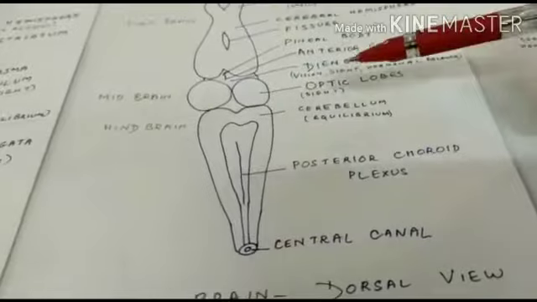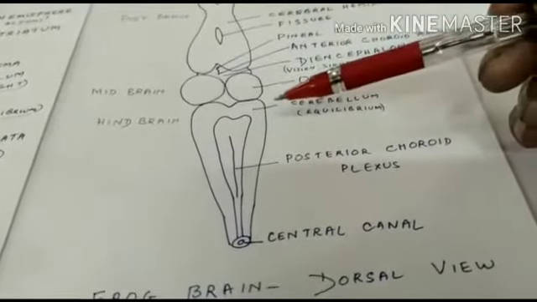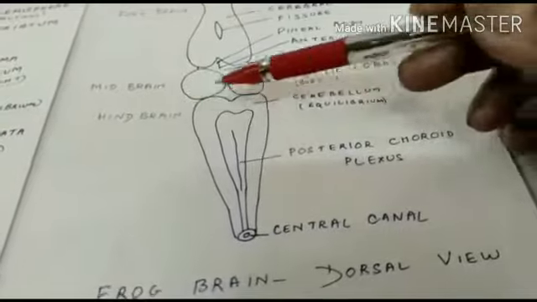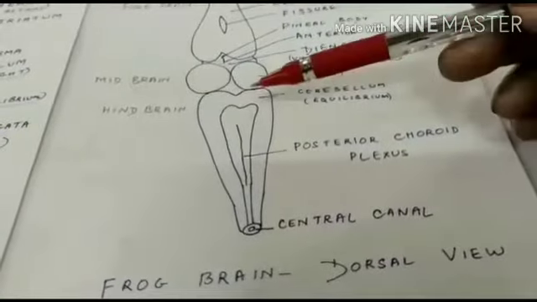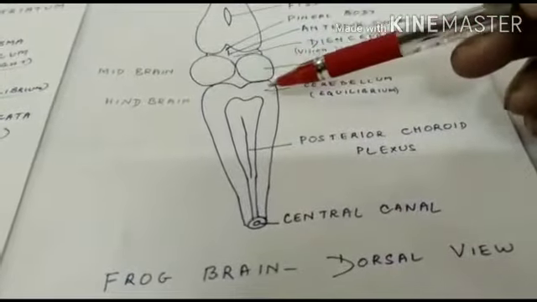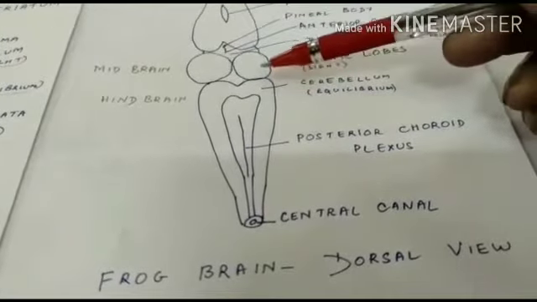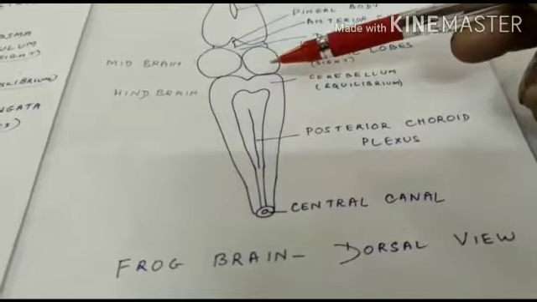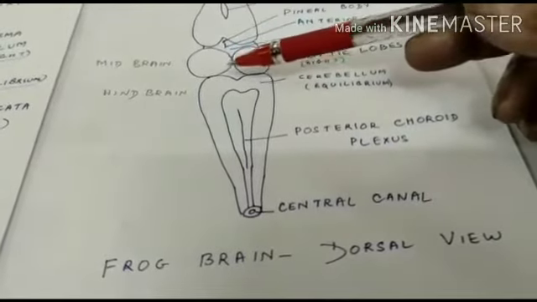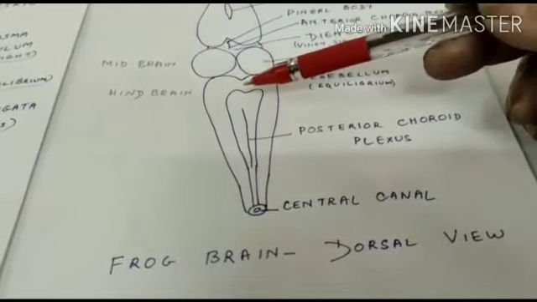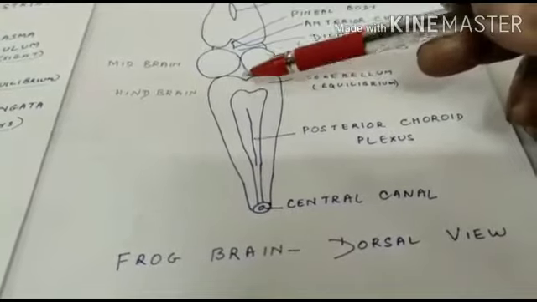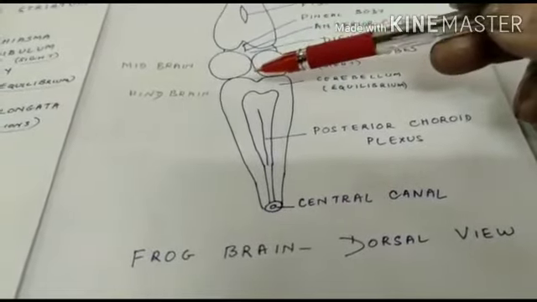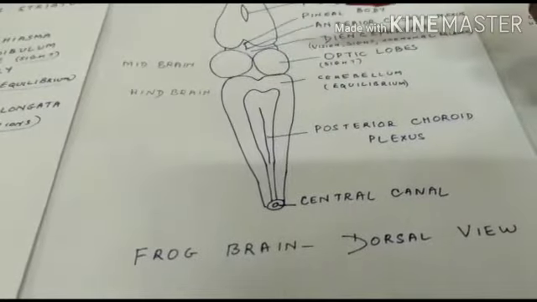The next part are the optic lobes, which constitute the midbrain. Now this is also referred to as corpora bigemina. It has a cavity inside, which is the optocele, and the optic lobes communicate with the medulla oblongata by the iter, which is a tiny passage of the ventricle.